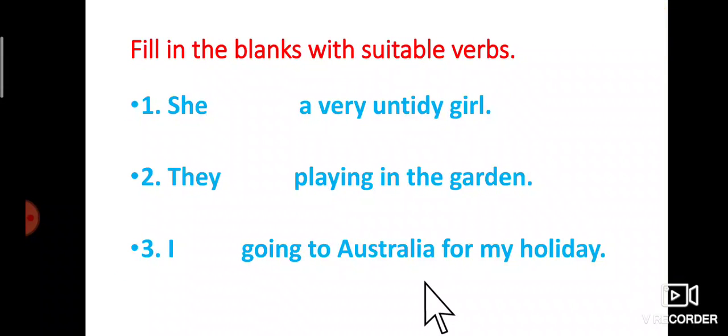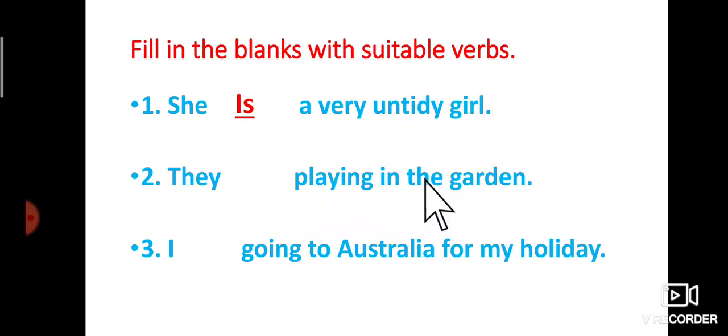Moving ahead, students, let's solve a short exercise, filling in the blank with a suitable verb. The first one is, she dash a very untidy girl. Now here the pronoun she is in the singular form. So what would be the answer? It would be, she is a very untidy girl. So is is a verb used for a singular thing.